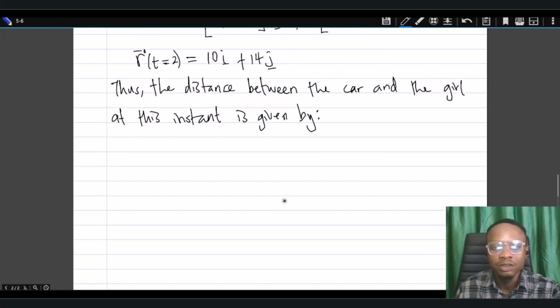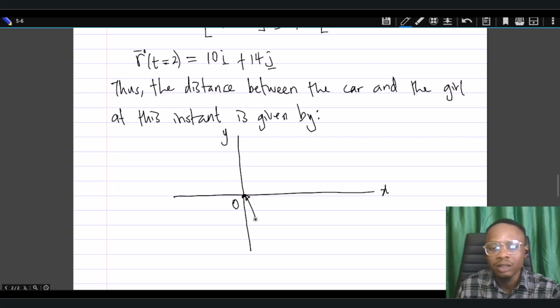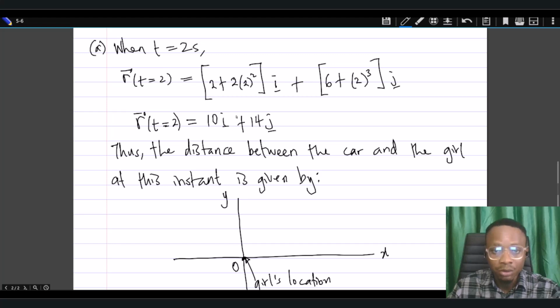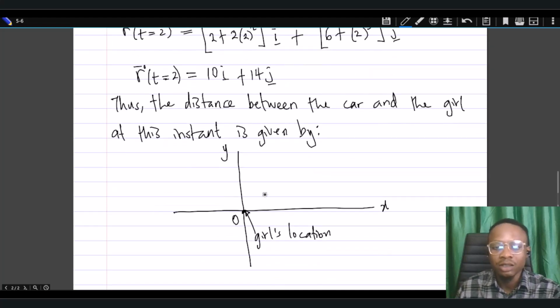what would that be? So we draw our coordinate system again, which shows the floor. So this is our x-axis and this is our y-axis. This is where the girl is located. So the girl is located here. From what we have just done, we have seen that this is positive, this is also positive. So the x coordinate of the point where the body is located is 10 and the y coordinate is 14. So let's say this is 14 here and this is 10 here. That means the car will be located at this point at that instant.